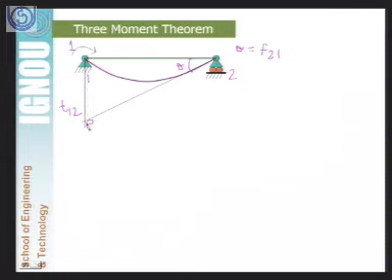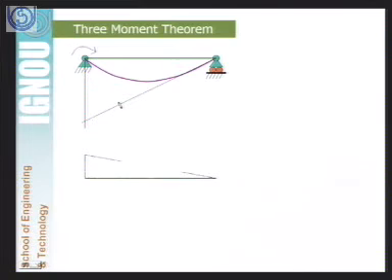Why are we interested in finding the value of T12? Because to calculate the value of theta, it will be equal to this T12 divided by this length. Say this length is L1 and its moment of inertia is I1, and E is constant. So if we are interested in finding this theta to calculate the value of F21, we will first have to draw the bending moment diagram.